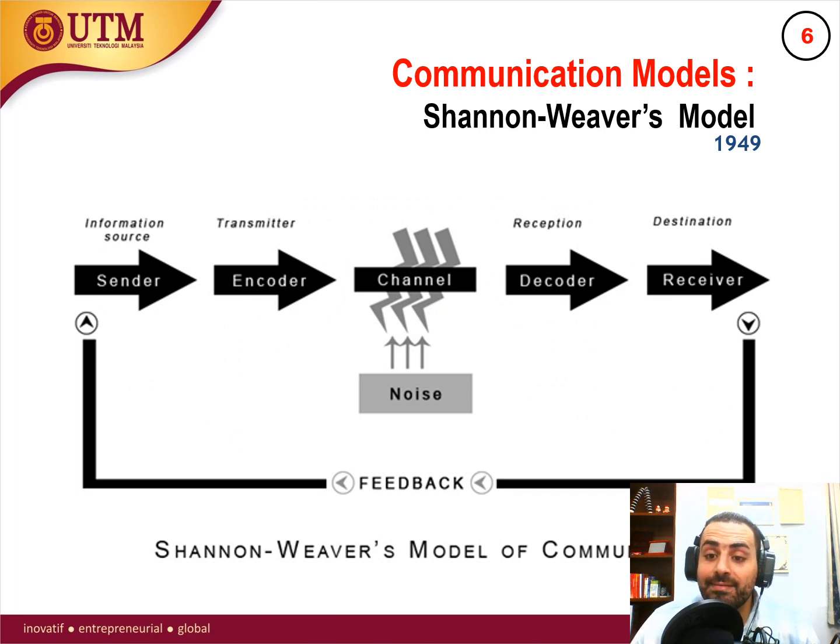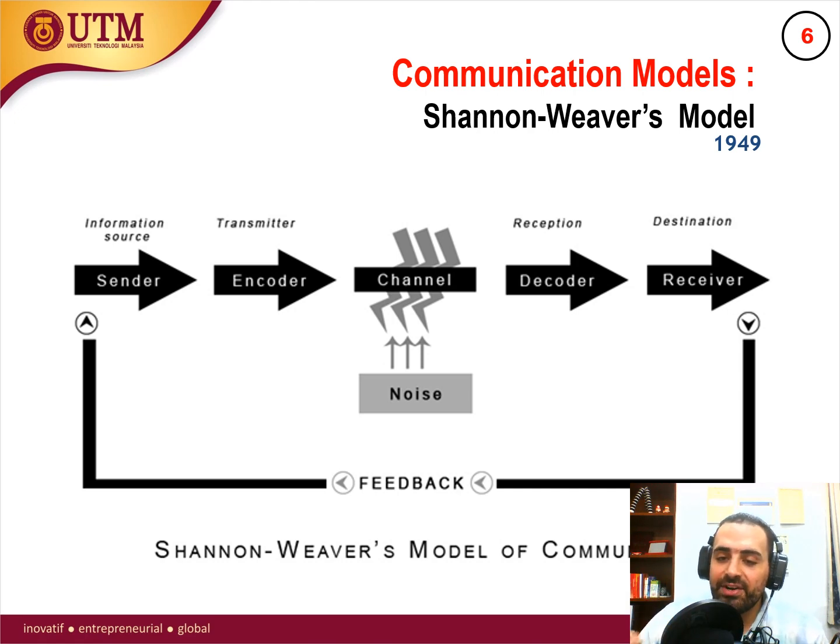All right, let's have a look at some of the communication models, starting with Shannon Weaver's model, 1949, and he has 6 or 7 main elements in his model, which are the sender, number 1 element, which is the source of information, as I just mentioned before. And then we have the encoder, which is the sender.